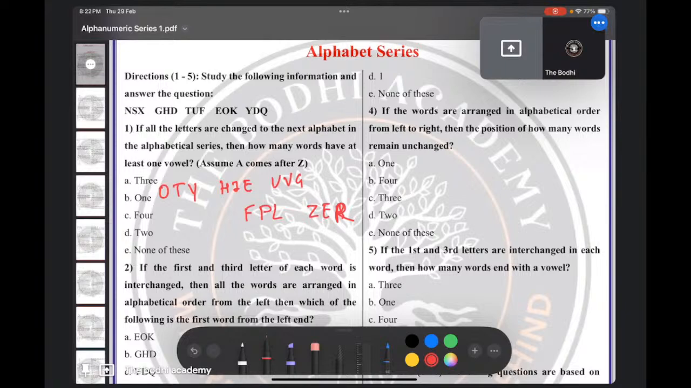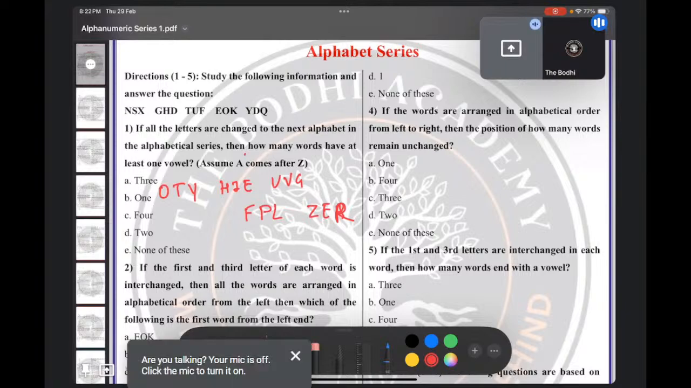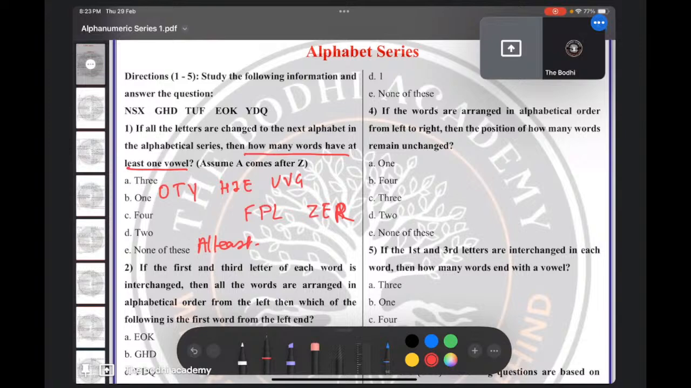Now, the question asked is how many words have at least one vowel? At least one vowel, it means what? The meaning of at least is 1, 2, 3, 4, and it goes on. So now see, 1, 2, now this is U, V, and G, so 3, FPL is not having, ZER, 4. So 4 words are having at least one vowel. So the answer will be option number C, the fourth one. See, such an easy question it is.